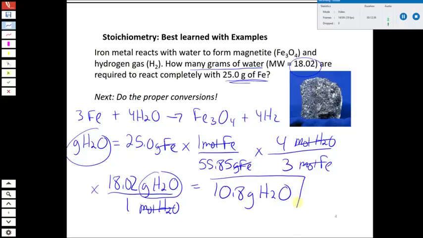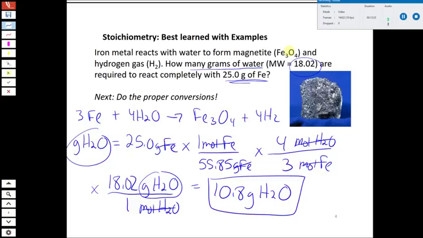All right. So that tells us if we have 25 grams of iron and we want to convert it completely into Fe3O4 magnetite, we need to also include 10.8 grams of water for that to happen. All right. Any questions on these couple of problems?